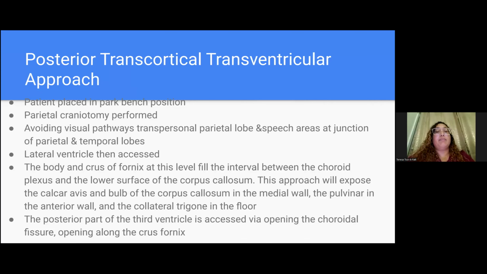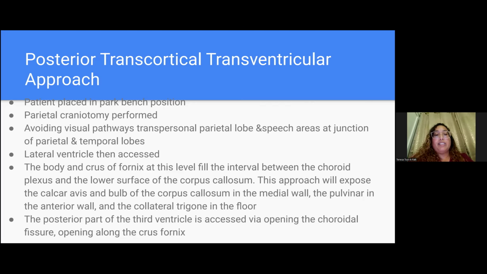The next approach is the posterior transcortical transventricular approach. In this approach, the patient is also placed in a park bench position. A parietal craniotomy is performed, being mindful of avoiding the visual pathways of the parietal lobe and the speech areas at the junction of the parietal and temporal lobes. The lateral ventricle is then accessed. The body and crus of the fornix at this level fill the interval between the choroid plexus and the lower surface of the corpus callosum.